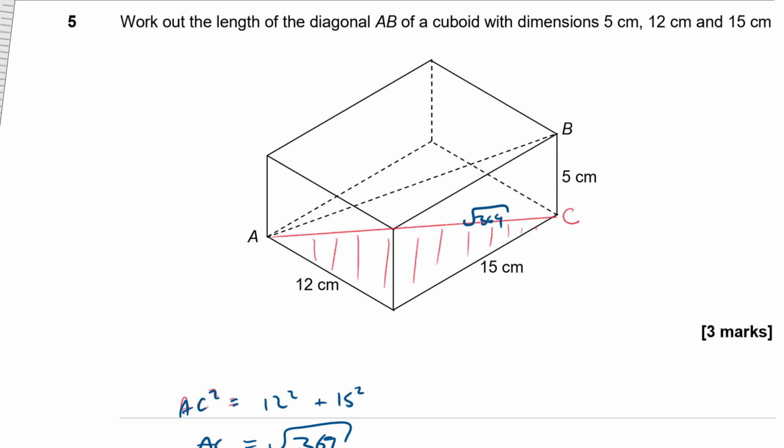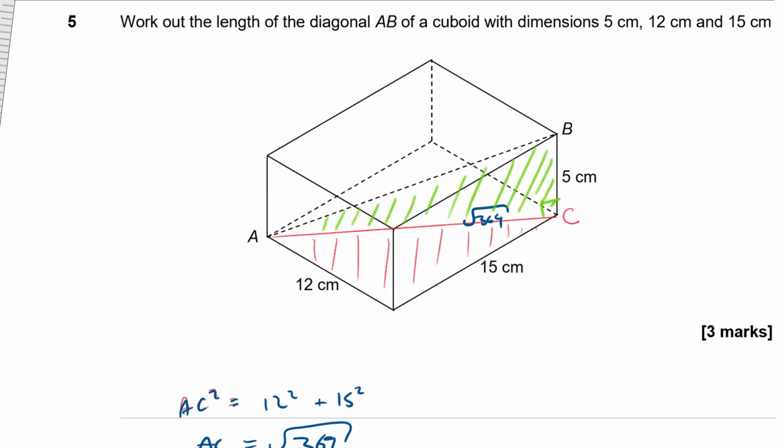I can then use Pythagoras again in the triangle ABC. Can you see that in there? It's this triangle in here. Look, it's kind of the one that's standing up on its side. Okay, so there's the right angle down there. So it's got shorter sides root 369 and 5.